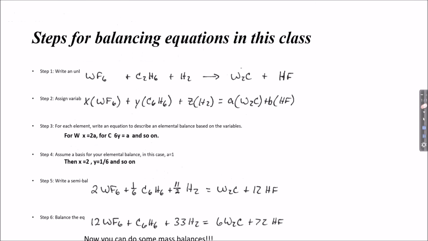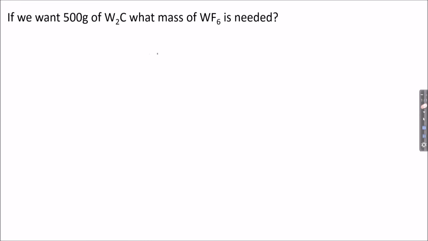If you go back to our chemical equation, the relationship of 12 tungsten hexafluoride to 6 tungsten carbide is a 2-to-1 ratio, but it's a 2-to-1 molar ratio. So we want to think of things in terms of moles, or convert things from mass to moles, so we can figure out what quantities we need. The question is, if we want 500 grams of tungsten carbide, what mass of tungsten hexafluoride is needed?